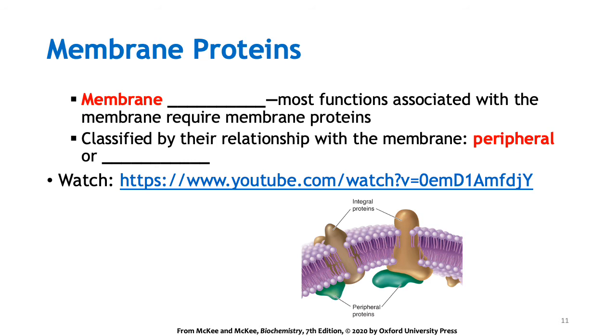Membrane properties. First, we got to talk about membrane proteins. Most functions associated with the membrane require membrane proteins. So let's say you had this phospholipid bilayer. I'm just going to be lazy and draw it like that. There's your hydrophobic tails. And the question is, if it's selectively permeable and you have A that needs to get in, it's going to be blocked, right? But there's a way to get in, and we use membrane proteins most of the time.